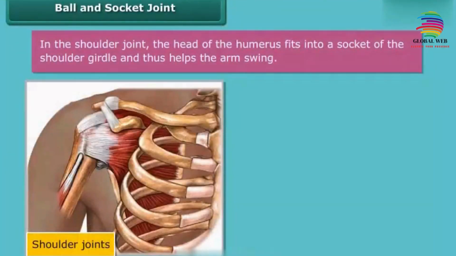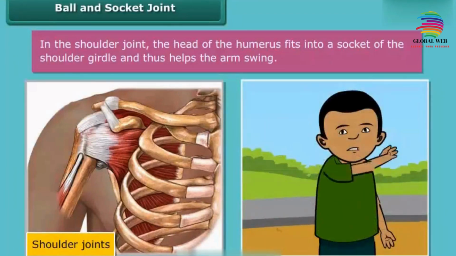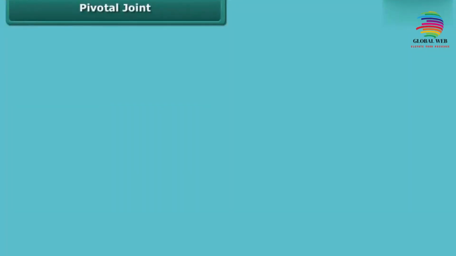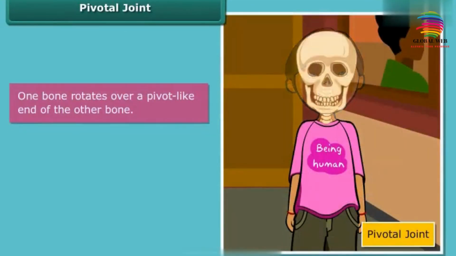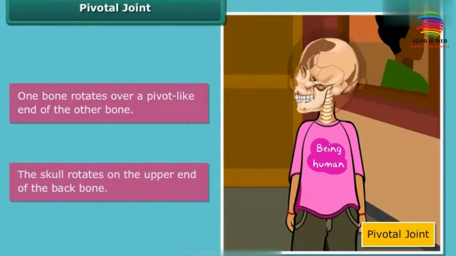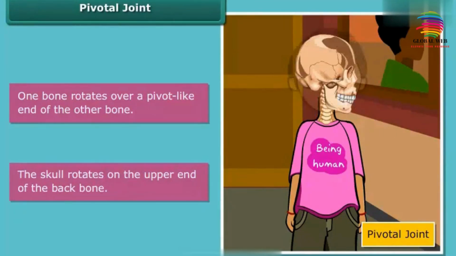In the shoulder joint, the head of the humerus fits into a socket of the shoulder girdle and thus helps the arm swing. In the hip joint, the large ball-like head of the femur fits into the deep socket of the hip girdle. Pivotal joint. In this type of joint, one bone rotates over a pivot-like end of the other bone. It's like the skull rotating on the upper end of the backbone.